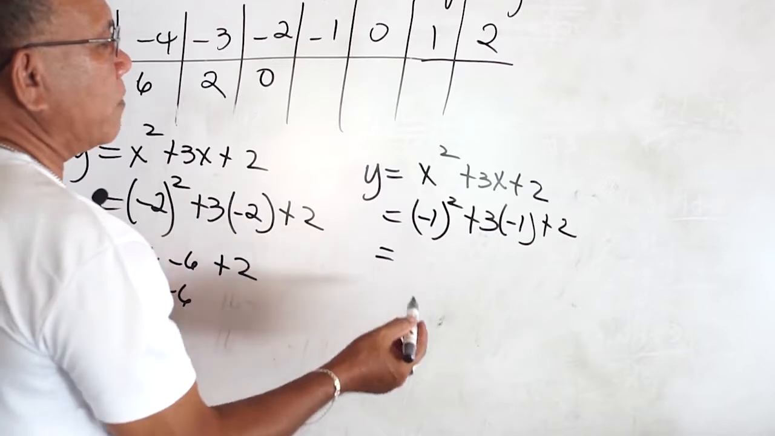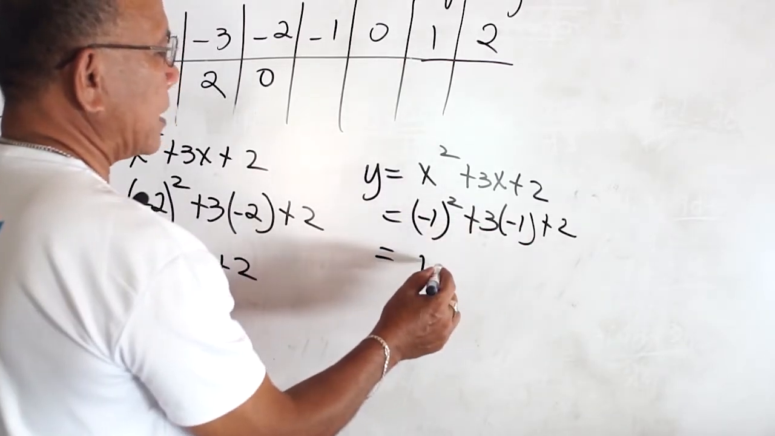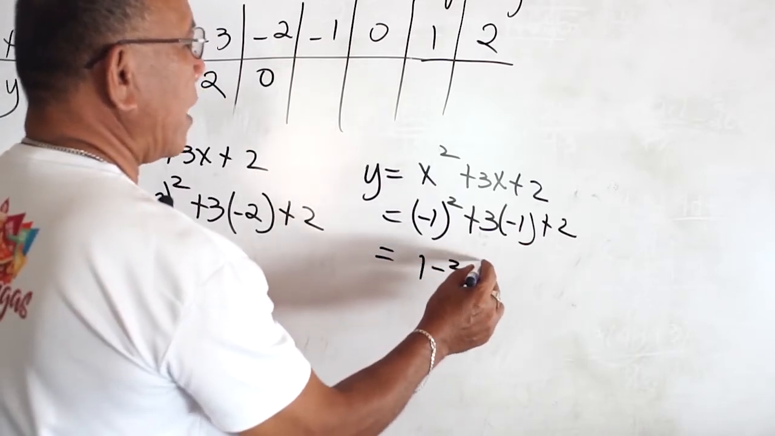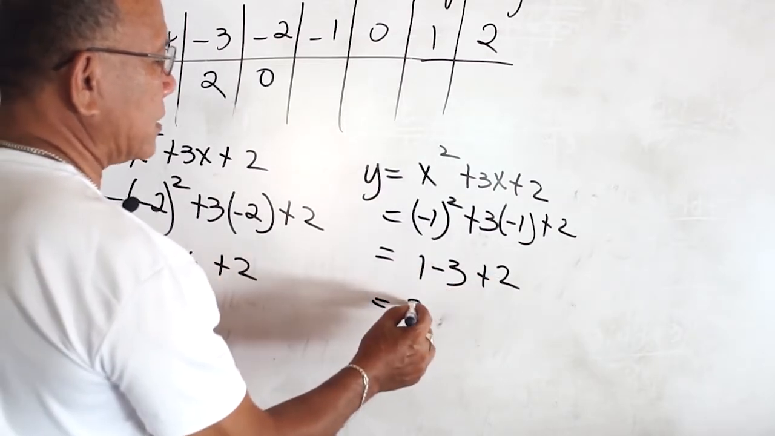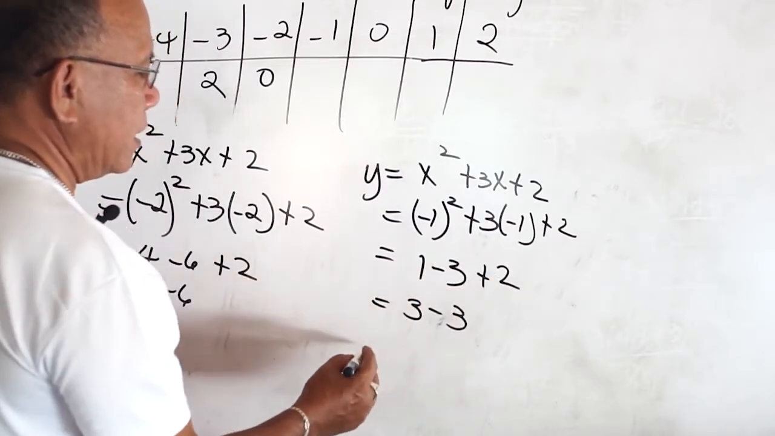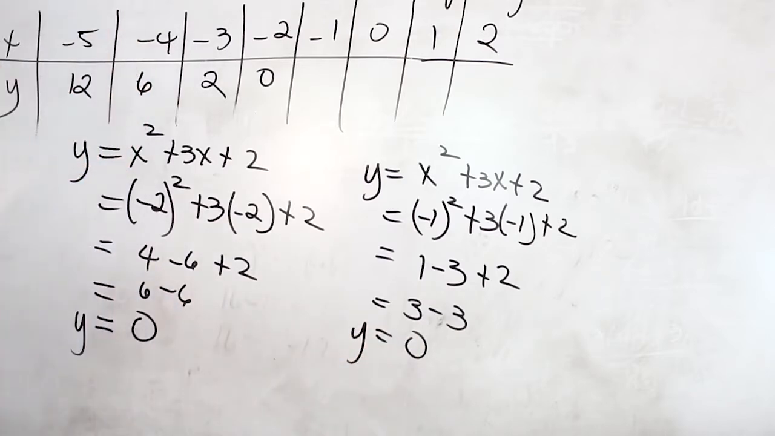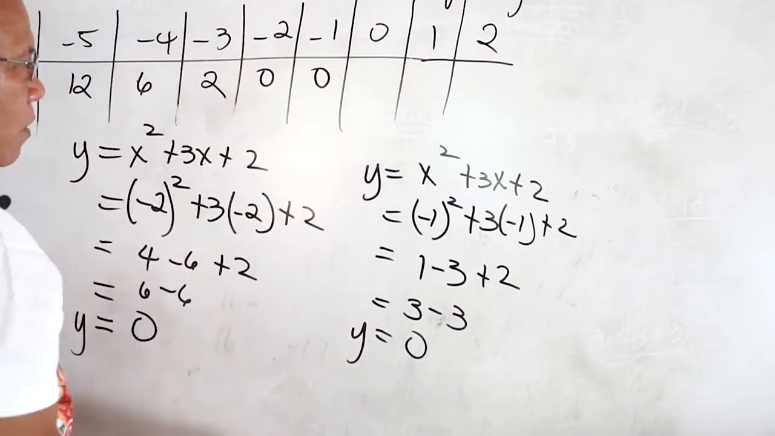So the square of negative 1 is 1. Then negative 1 times positive 3 is negative 3, then we have positive 2. Then add 1 plus 2, that is 3. Then minus 3, so y is equal to 0. So we have the ordered pair negative 1 and 0.